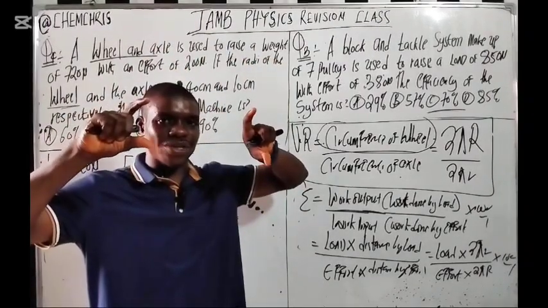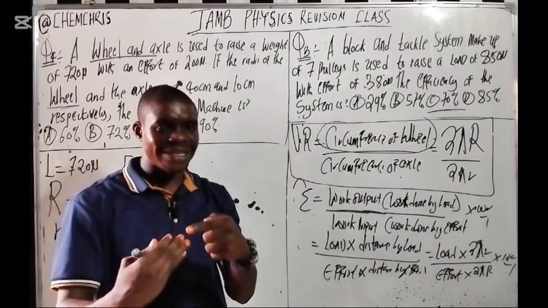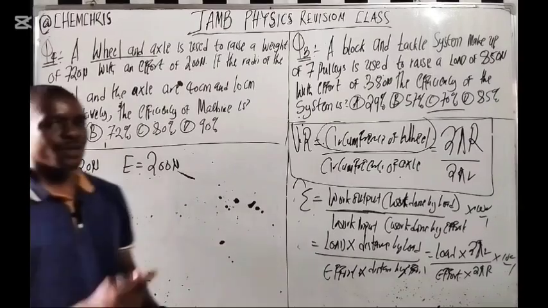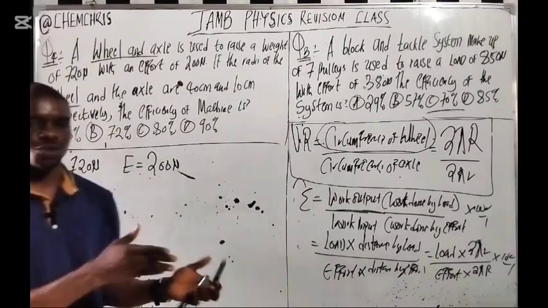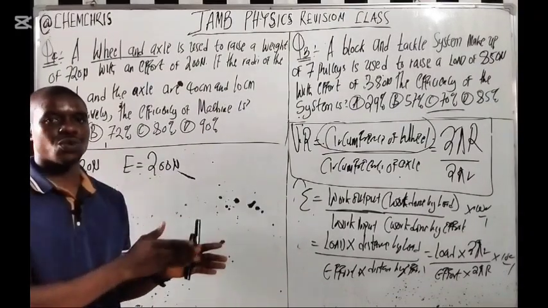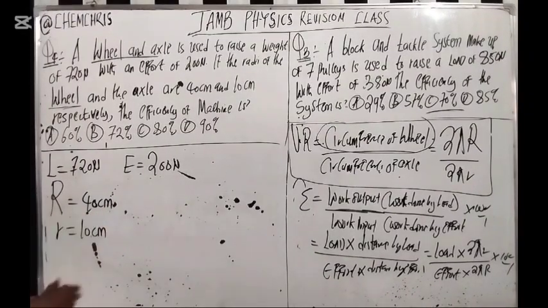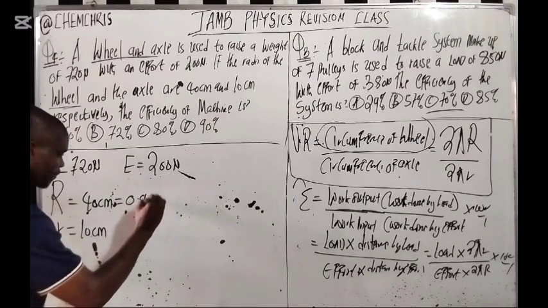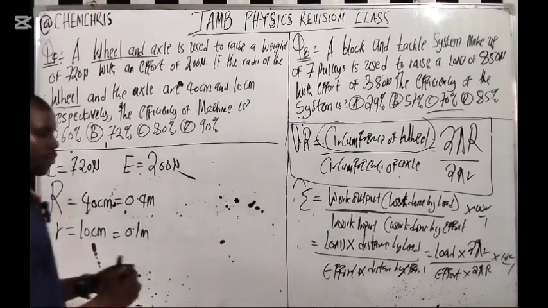The big letter R is the radius of the wheel, while the small letter r is the radius of the axle, right? So that's why we have something like this. But understand that we need to convert centimeter to meter. When you're converting centimeter to meter, remember 1 meter equals 100 centimeter, right? So you have to divide this by 100. If you divide it by 100, you have 0.4 meter and 0.1 meter. Hope you understand.